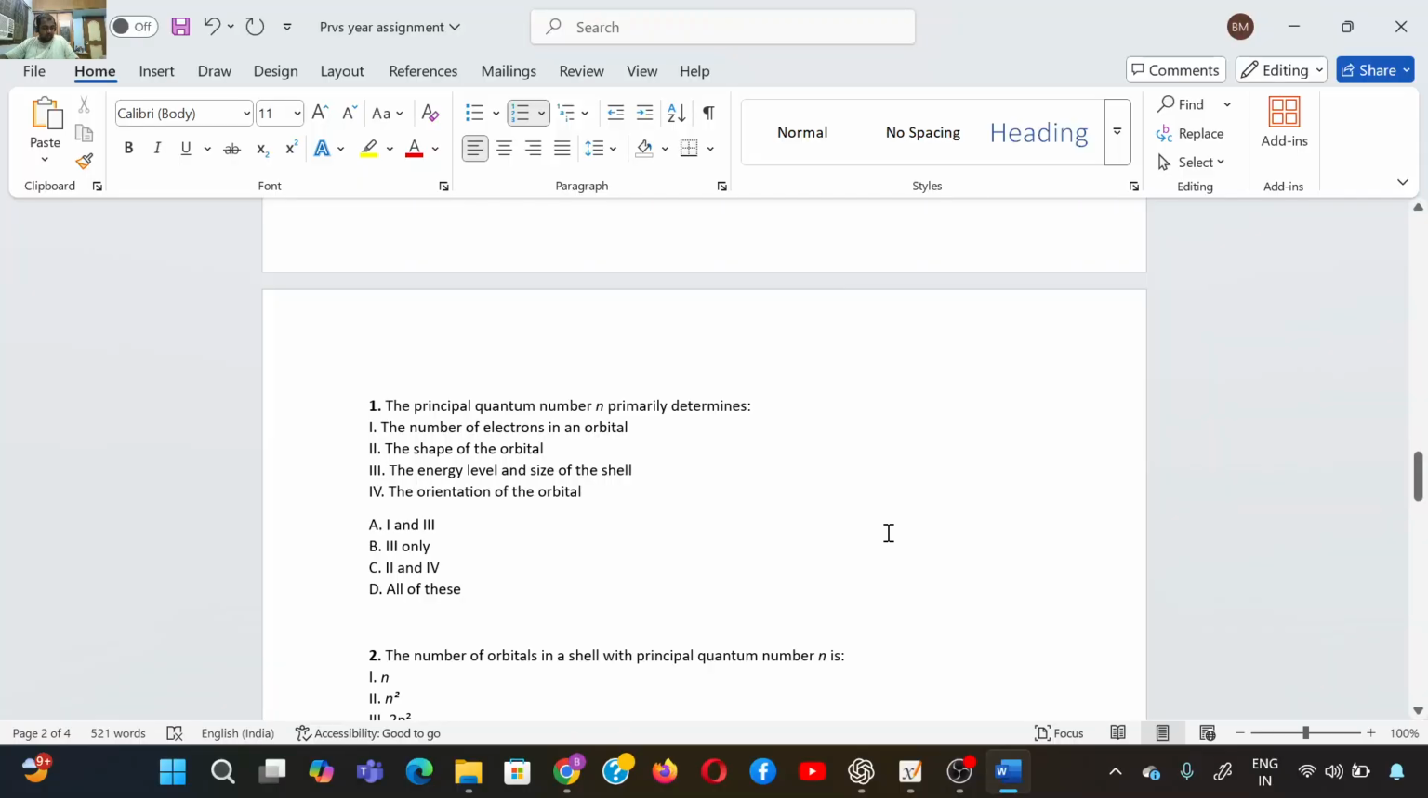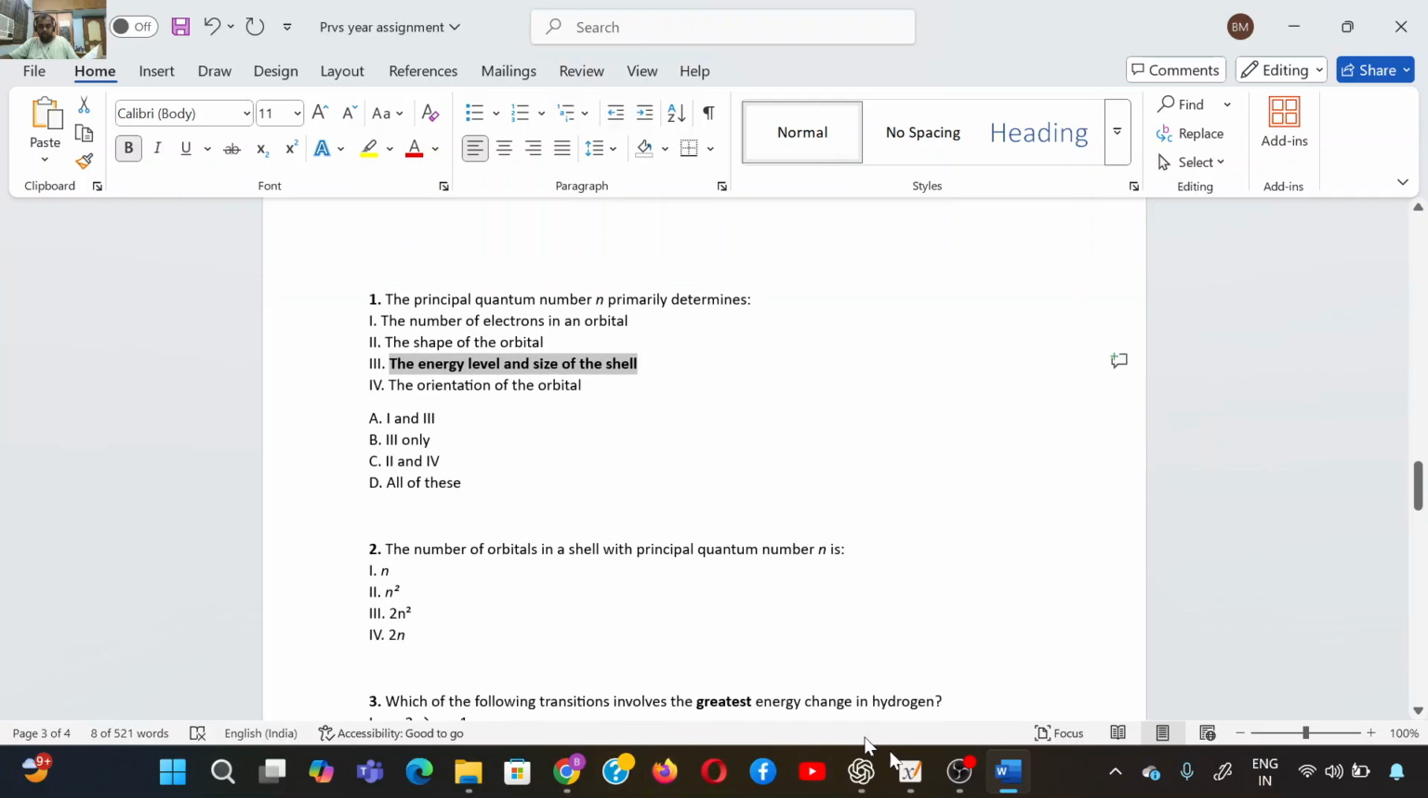Okay, so next part is what does the principal quantum number determine? Number of electrons, shape of orbital, energy level and size of shell, orientation of orbital. What does n represent? So the answer should be 3. The energy level and size of the shell. Because there are 4 quantum numbers I said: n, l, m and spin. n defines the energy level and the average distance from the nucleus. Shape is determined by l, orientation by m, and direction of spin by s. Okay, so this will all be covered in the last class.